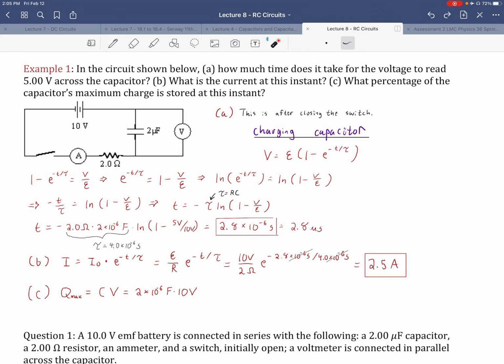That's when it stopped the current. It's opposed the current that the battery is trying to force. Okay, so we should expect then the percentage to be half, shouldn't we? Okay, so we'll go ahead and solve for Q max.